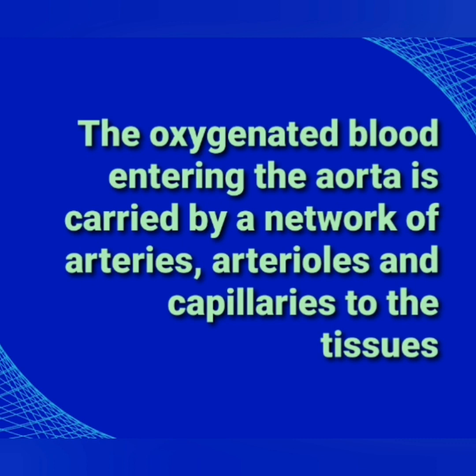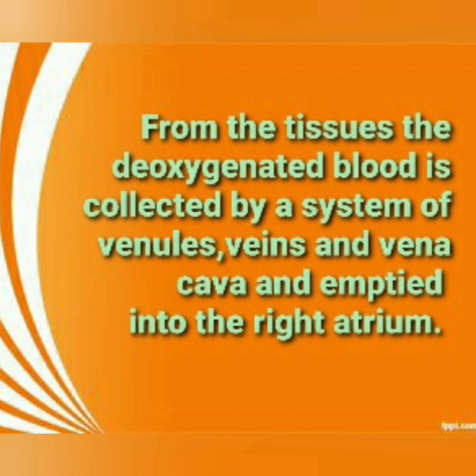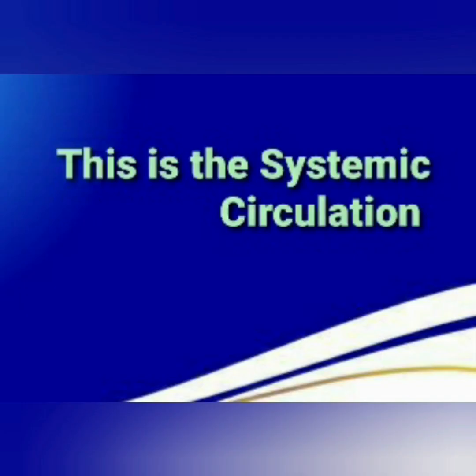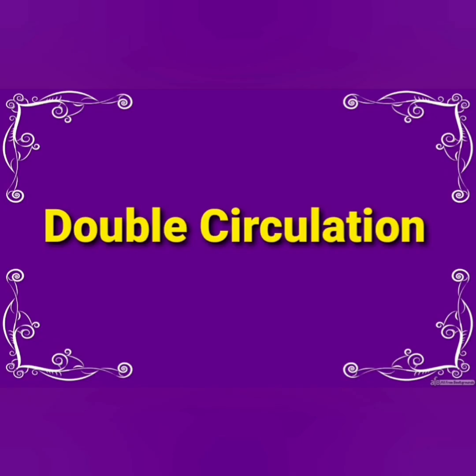The oxygenated blood entering the aorta is carried by a network of arteries, arterioles and capillaries to the tissues. From the tissues, the deoxygenated blood is collected by a system of venules, veins and vena cava and emptied into the right atrium. So here you can see the systemic circulation, and this systemic circulation provides nutrients, oxygen and other essential substances to the tissues and takes carbon dioxide and other harmful substances away for elimination.